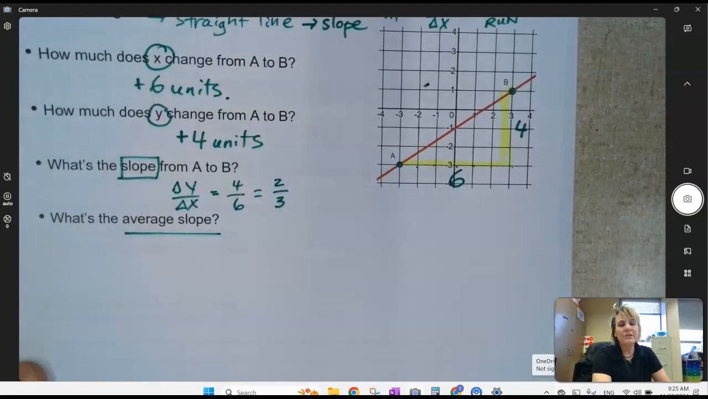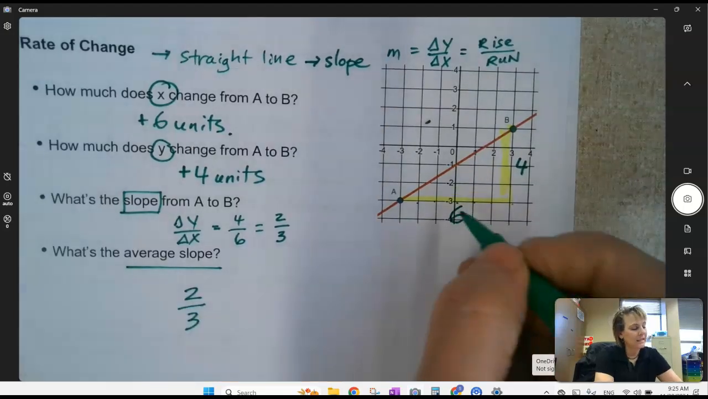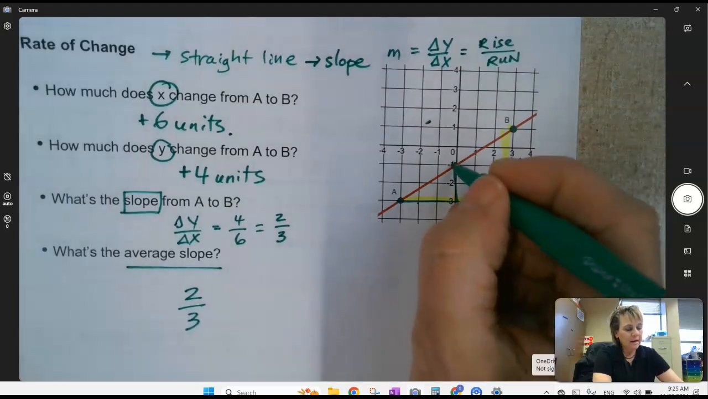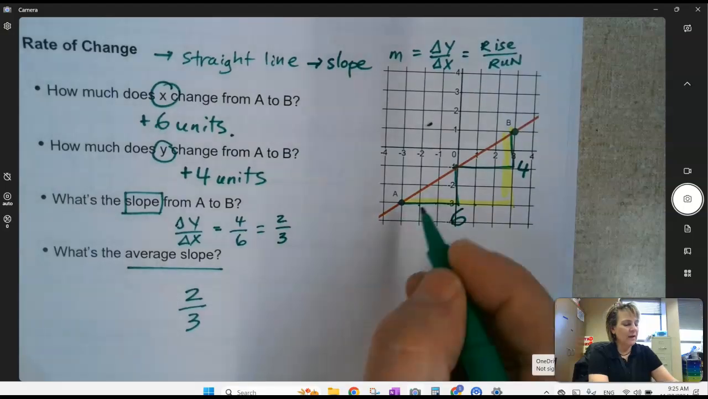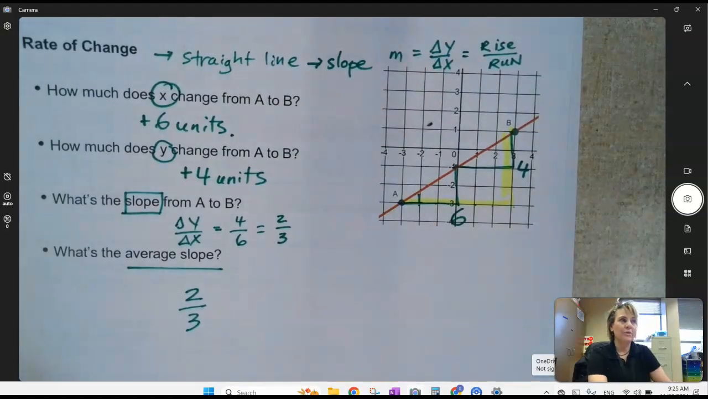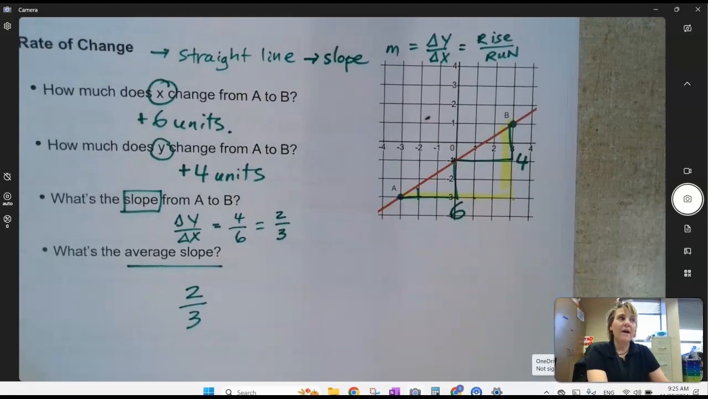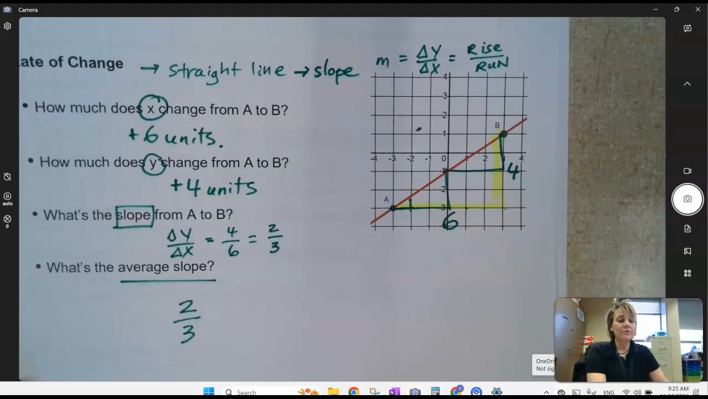So what's the average slope? 2/3. Still 2/3, right? Because if I went halfway, the average slope is still 2/3. I could go another halfway and it's still 2/3. Or even if I went 1 unit, that would be 2/3 increase per the 1 unit horizontally. Okay, so we are familiar with slope. We're familiar with average. And we're kind of combining the idea now.